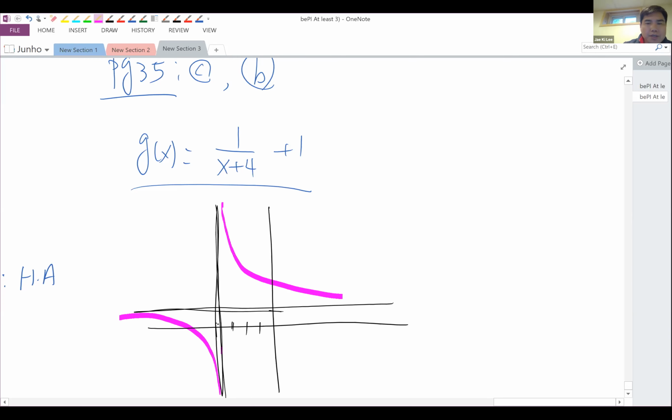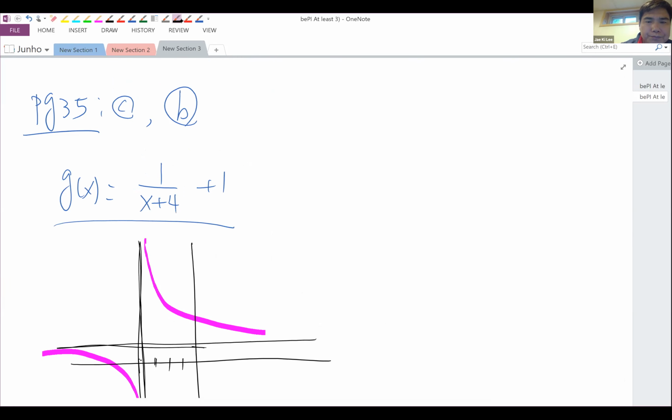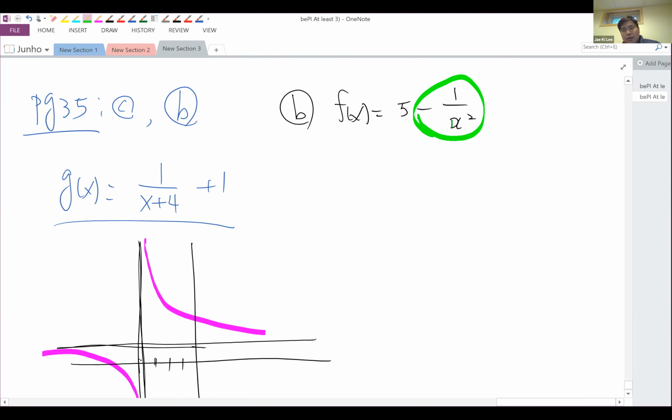Now, B is really hard actually. B shows 5 minus 1 over x squared. Okay. So this makes a totally different function here, the minus 1 over x squared. So I'm gonna give you the 1 over x graph first. So the 1 over x graph becomes like this. Can you guess the minus 1 over x squared graph?